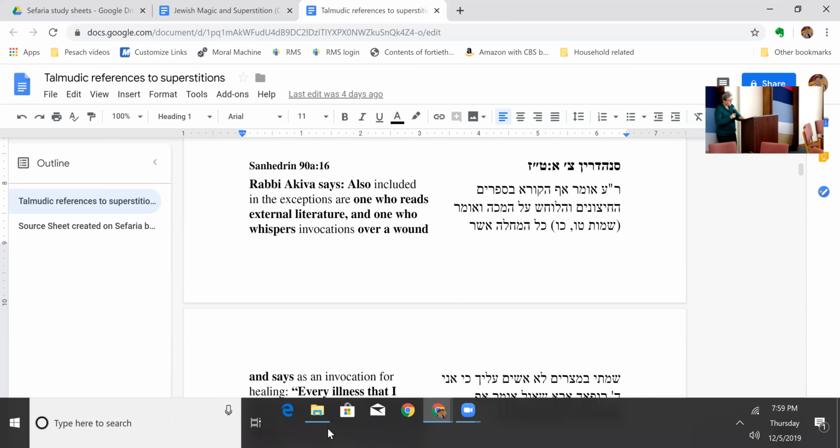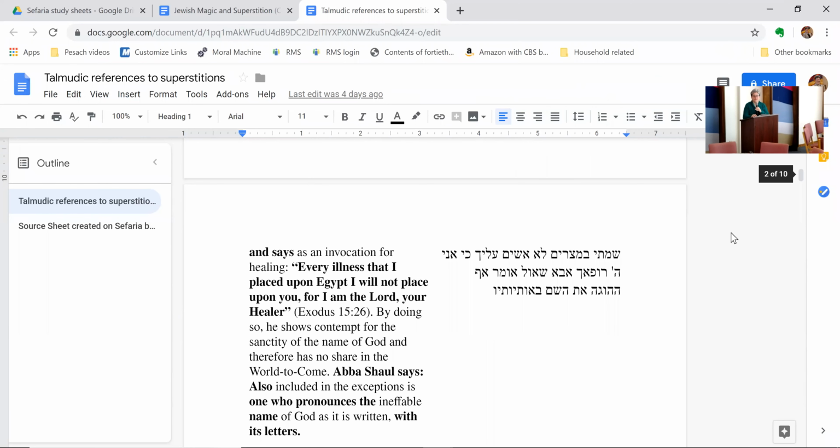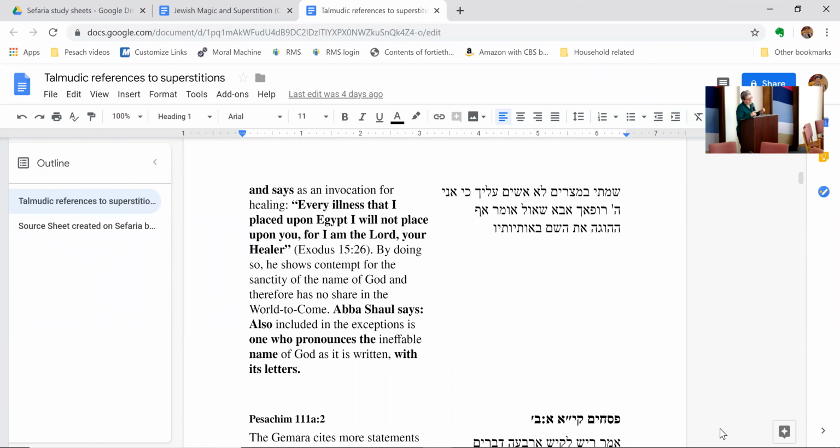And one who whispers implications over a wound and says as an invocation for healing, every illness that I placed upon Egypt, I will not place upon you, for I am the Lord your healer. By doing so, he shows contempt for the sanctity of the name of God, and therefore has no share in the world to come. Abba Shaul says, also included in the exceptions is one who pronounces the ineffable name of God as it is written, with its letters.